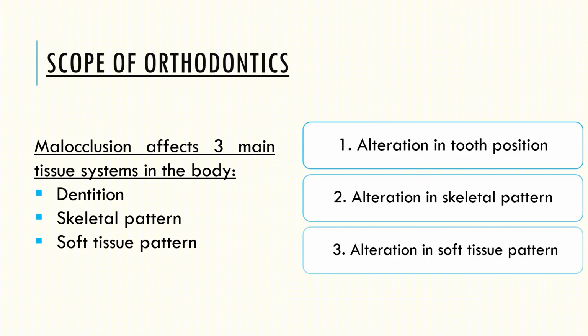Alteration in the soft tissue pattern. Malocclusion also affects the soft tissue balance as mentioned earlier. This imbalance in the soft tissue musculature affects the placement of the dentition and the skeletal pattern. Orthodontic treatment can bring about change in the soft tissue pattern in a more favorable manner so as to house these teeth correctly over the basal bone.